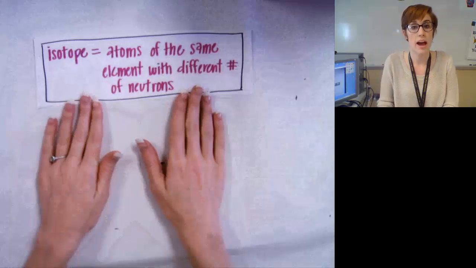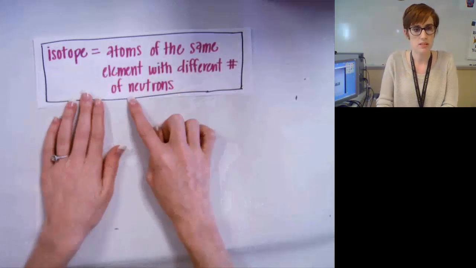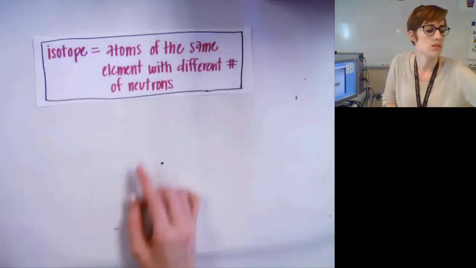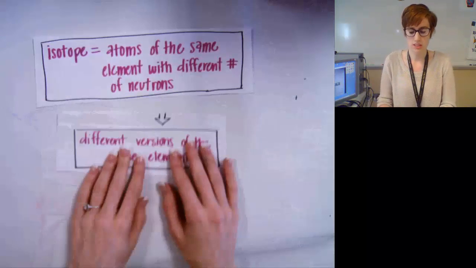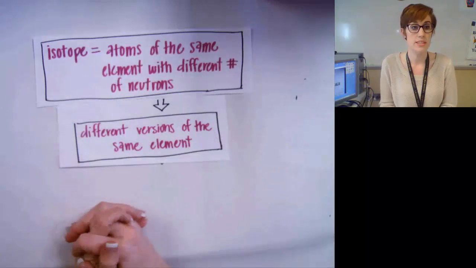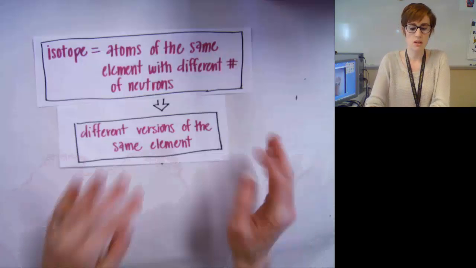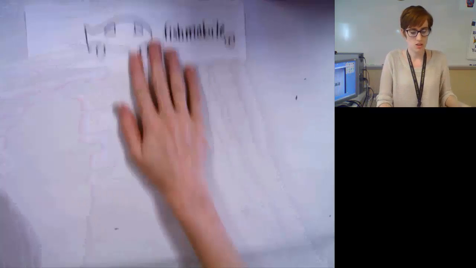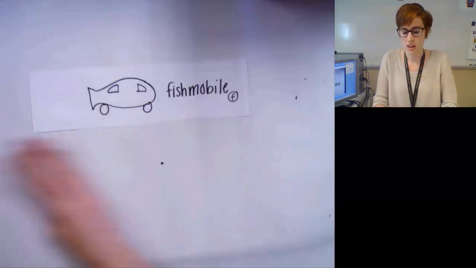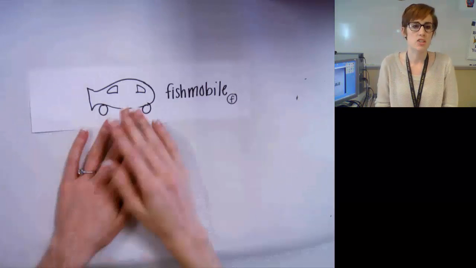Today, isotopes are atoms of the same element with different numbers of neutrons. So they're similar to different versions of the same element. Let me try and describe isotopes to you using this illustration.